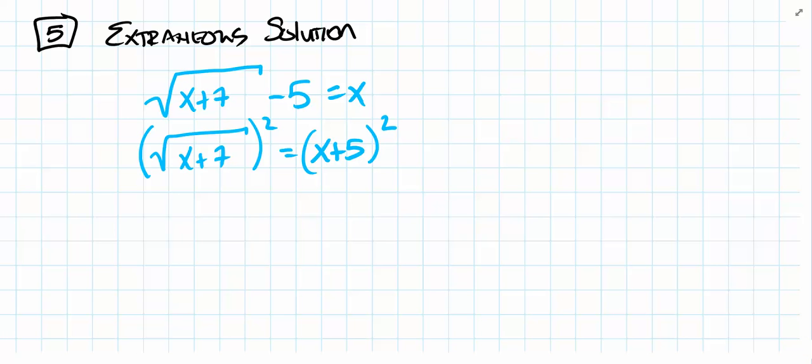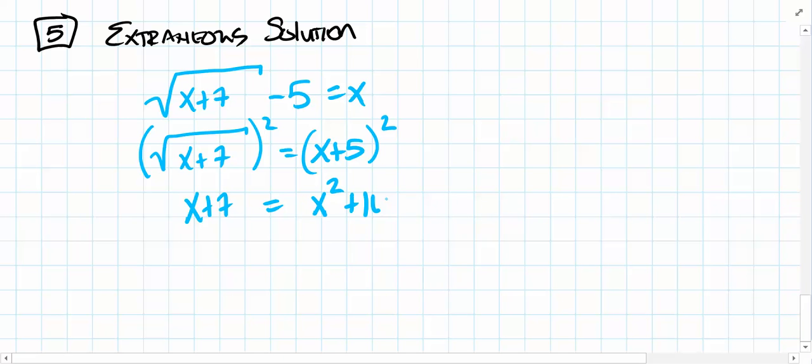That's why an extraneous solution occurs. So what we're going to do, we get x plus 7 is now equal to, don't forget how to square out a binomial, x squared plus 10x plus 25. Okay? Don't forget how to square that out. If you forget, then you just absolutely multiply it out, use FOIL or a box or whatever you want to use.